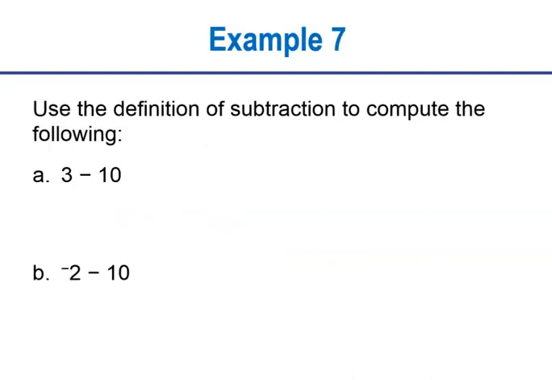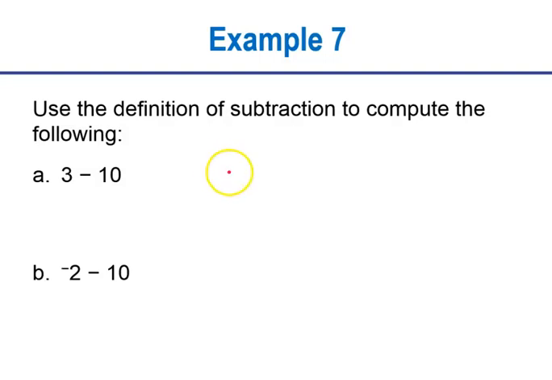So we have some examples here that want us to use the definition of subtraction to compute the following. You may very well know that 3 subtract 10 is equal to negative 7. A common way to think about that is if you have $3 in your checking account and you write a $10 check, then you are $7 in the hole. That's not what they're wanting us to think about here. They want us to use the definition they just gave us. So that's what we're going to do.